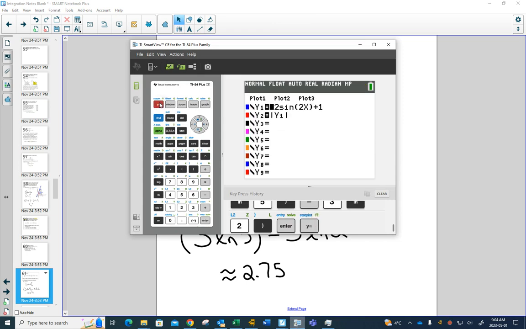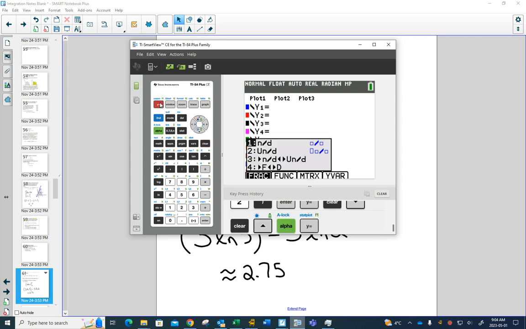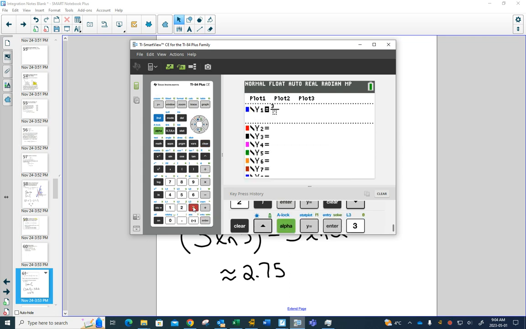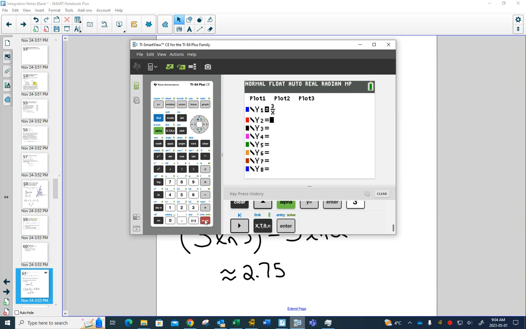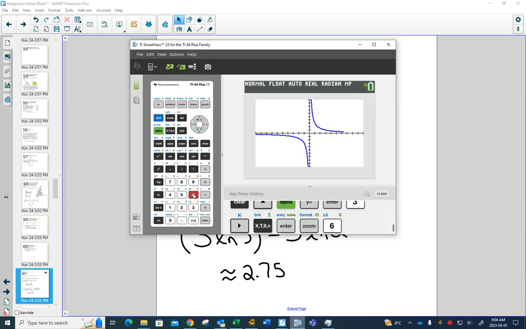I'm going to go to y equals, and clear this out, and I'm going to graph 3 over x and show you what that graph looks like. And then what we want to find is the area under this curve from 2 to 5. And that isn't so easy to calculate any other way because the 3 over x graph is curved.